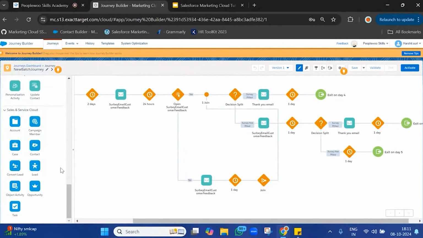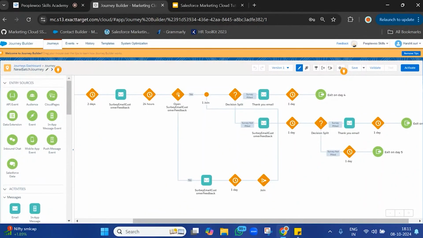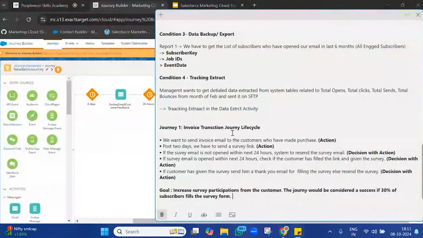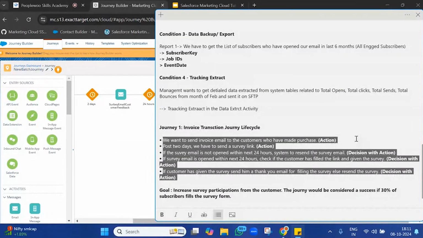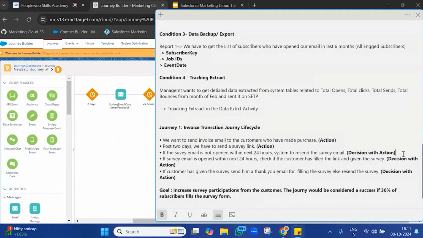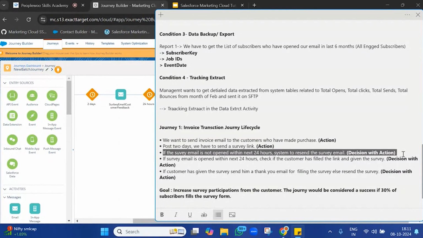and Service Cloud activities. We will see everything in detail. So yesterday we worked with a scenario where we have to create an invoice transaction journey life cycle, where we had these conditions. There were few actions and there were few decisions with actions we have to take.